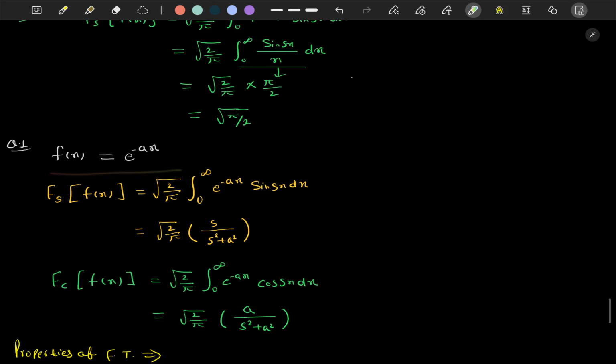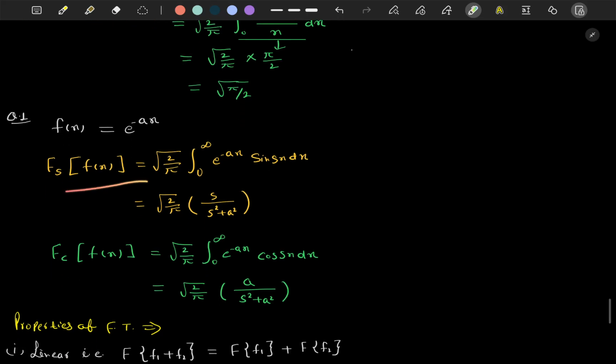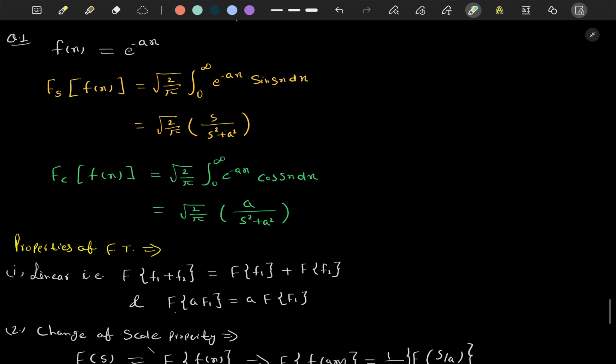Now the function is e raised to the power minus ax. So the Fourier transformation of this function will be the integral of e raised to the power minus ax times sin s x dx, and we know the formula of this function: s upon s square plus a square. And if the same cos function is there, the cosine Fourier transformation, so cos x, here we'll get a by s square plus a square. Always try to differentiate between the Laplace transformation and the Fourier transformation.